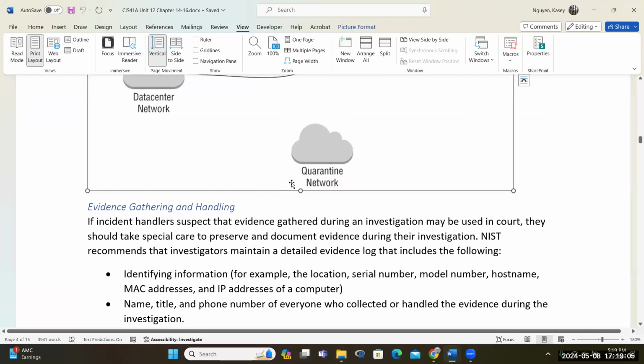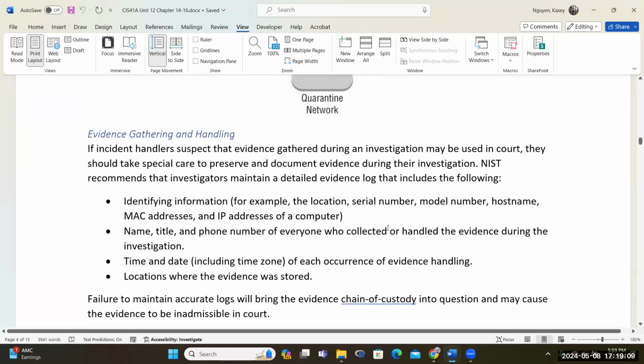And then here it talks about evidence gathering. So when you're gathering evidence, make sure that we put down serial number, model number. We touched on this before when we talked about forensics. Host name, your system name, is very important. MAC address related to those systems, IP addresses. So my rule of thumb is anything to identify that system, you write down.